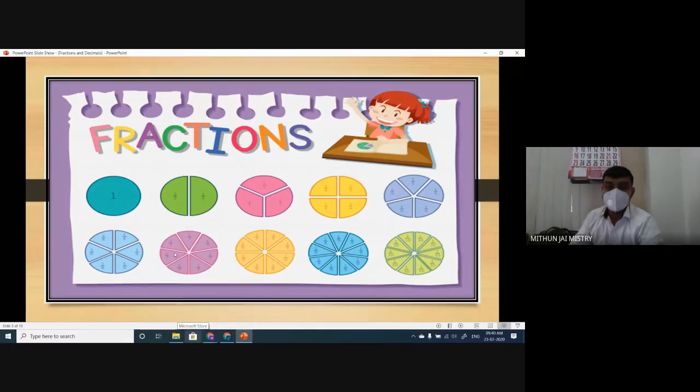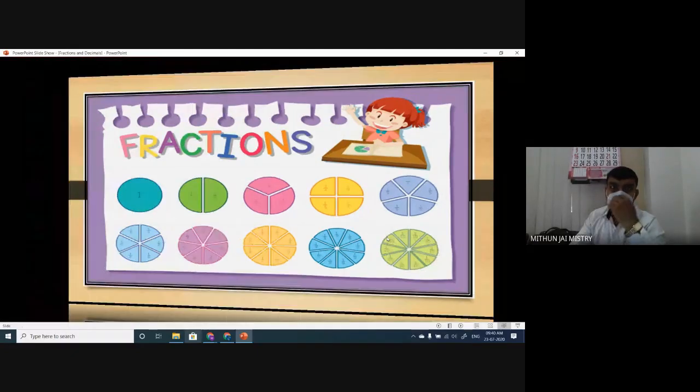So these all are fractions. When a whole is divided, we get some parts. Here, the whole circle is divided into 3 parts. In that, each part is called a fraction. So a part of a whole is called a fraction. 1 by 3 is a fraction. 1 by 4 is a fraction. 1 by 5, 1 by 9, 1 by 10. Each part of the whole is called a fraction.